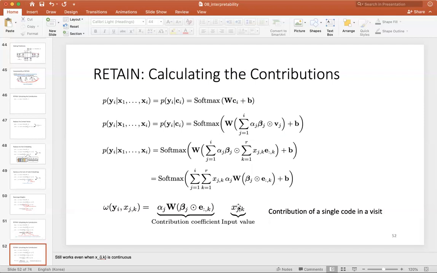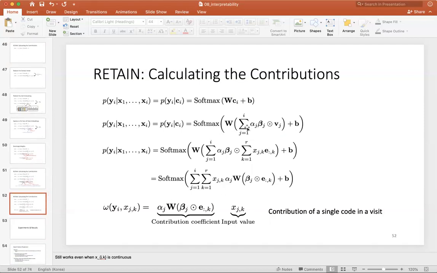The contribution at a particular code, or particular feature, the kth feature at the jth time step, would be the multiplication. But when we're doing a 0-1 indicator, like something did happen or did not happen, then this is your contribution factor. So I hope this is clear, the whole derivation.